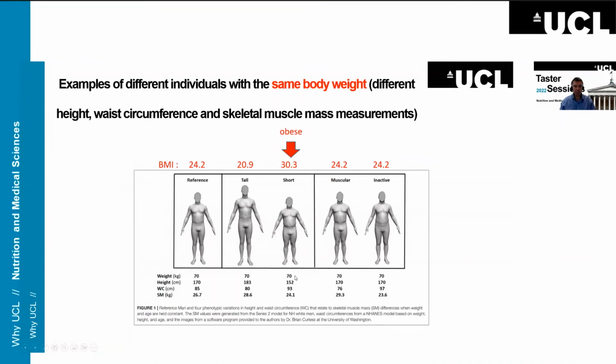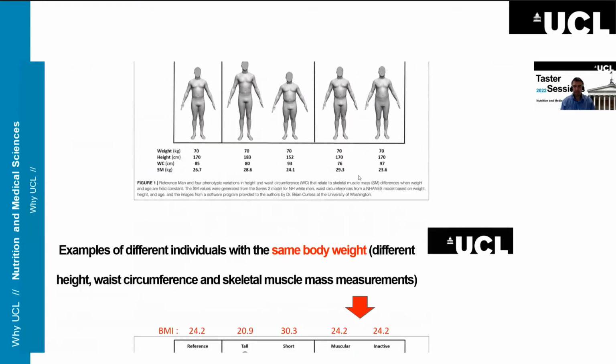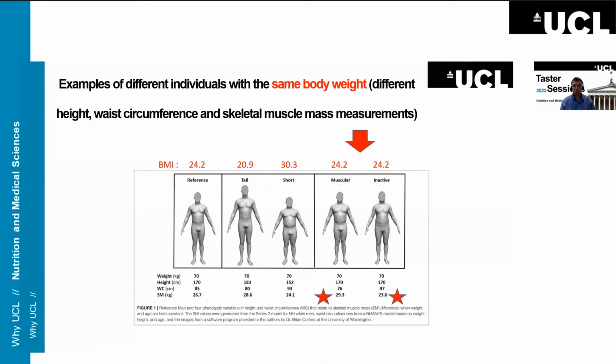So same body weight, different height, and you can see here a higher waist circumference, okay? And a lower skeletal muscle mass. The guys on the right-hand side are quite interesting because they have a very normal BMI. So this is normal weight, not at risk of any disease, apparently, okay? But they're very different. The chap on the left here is muscular and the chap on the right is inactive. And you can see the differences here, for example, in waist circumference.